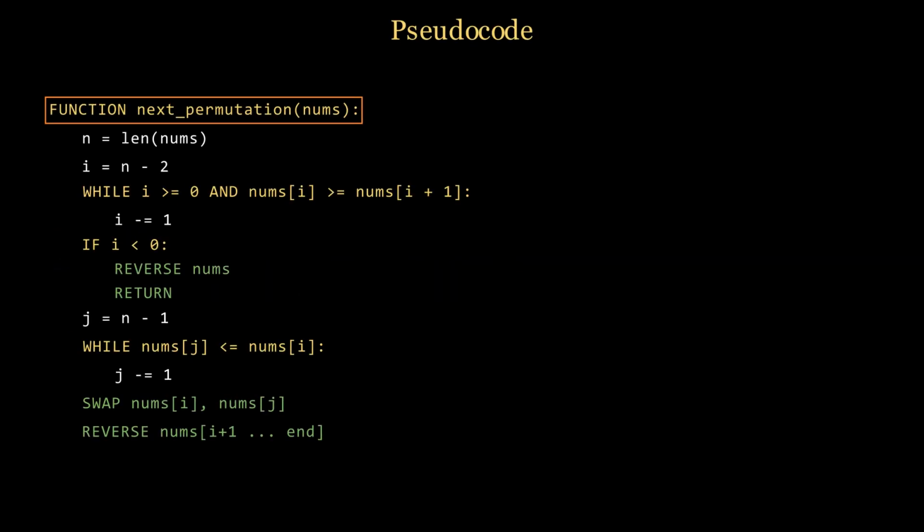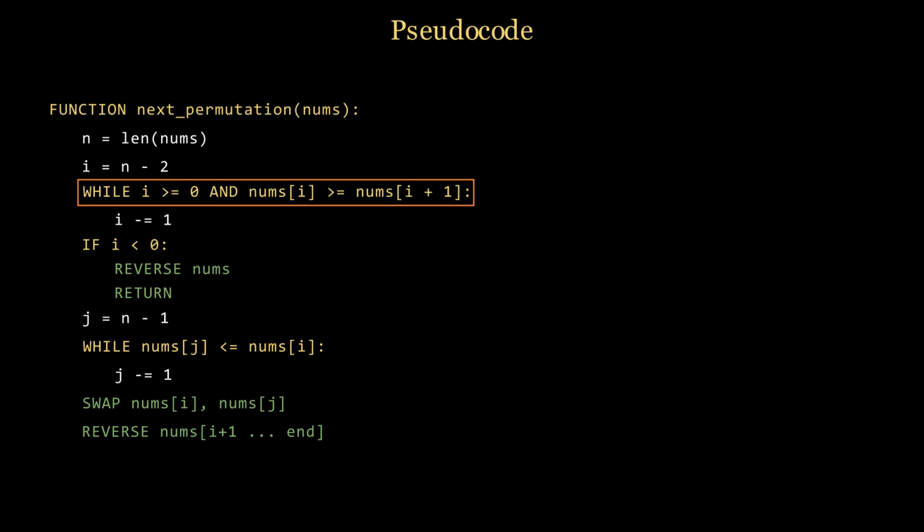Pseudocode for next permutation: find pivot, find successor, swap, reverse the suffix. We walk the lines next. Store the length. Start i at the second to last index. Move i left while the pair is non-increasing. Decrement i each time the condition holds. If i fell off the left, the whole array is one peak. Reverse everything to get the smallest ordering. Stop, there is no next permutation beyond that.